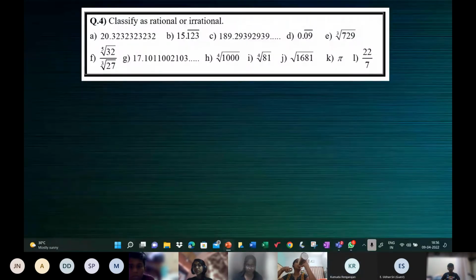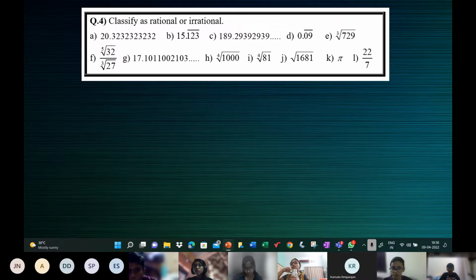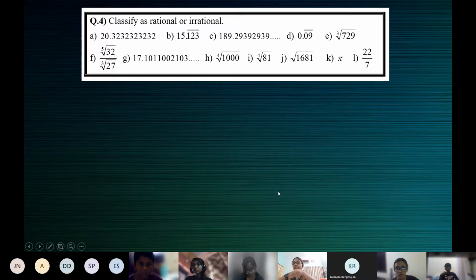Okay. Third one, Udanshri, C. Ma'am, that is terminating decimal. C is a terminating decimal, is it? Yes, Jayant. Ma'am, non-terminating decimal. No, but you should be specific. Non-terminating, repeating or non-repeating? Repeating. Okay, then is it rational or irrational? Ma'am, it's irrational. Non-terminating, repeating decimal is irrational, huh?